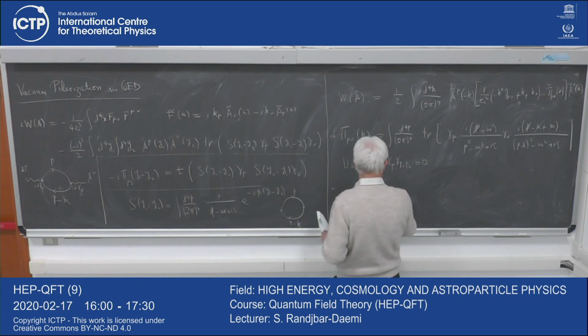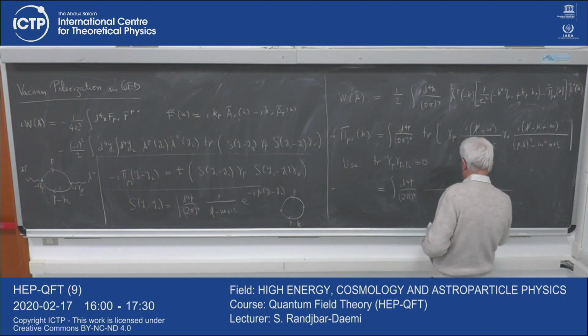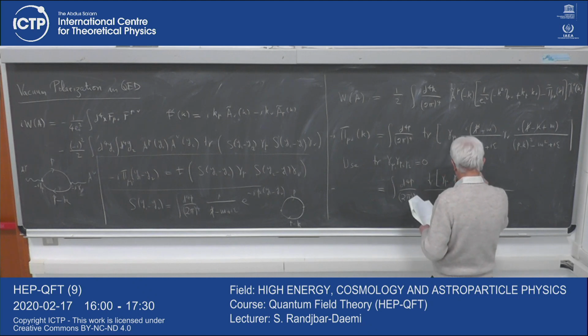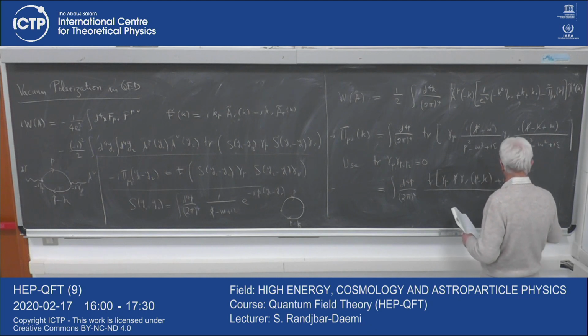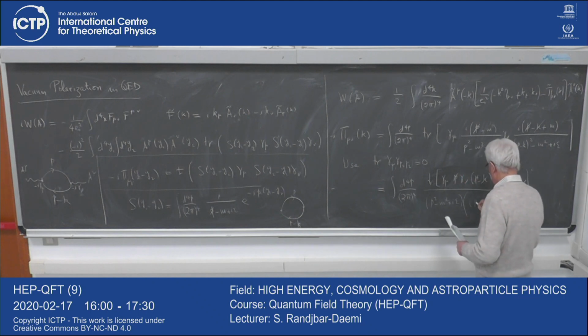So this becomes, let me put the coefficient here, d^4 p over (2 pi)^4, trace of gamma mu p slash gamma nu (p slash minus k slash) plus m squared gamma mu gamma nu, divided by p squared minus m squared plus i epsilon times (p minus k) squared minus m squared plus i epsilon.